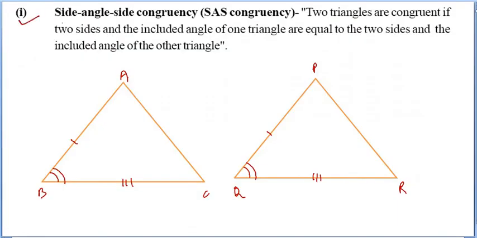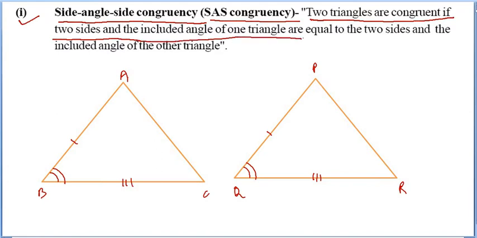First, the congruency rules. The first is side angle side, said to be the SAS rule. Two triangles are congruent if two sides and the included angle of one triangle are equal to two sides and the included angle of the other triangle.